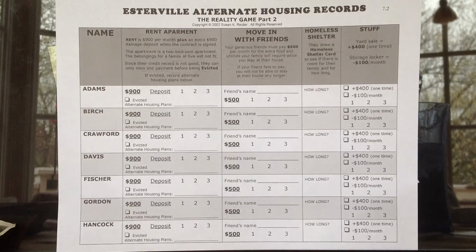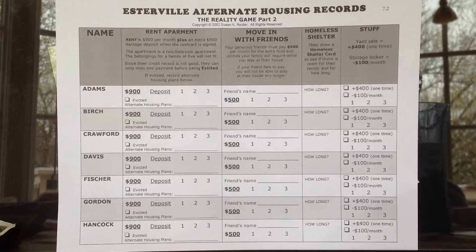You will be representing alternate housing on Elm Street. At your station, students will pay for alternate housing for their family, which means renting apartments, moving in with friends, or staying at a homeless shelter. Students may also sell their belongings in a yard sale or rent a storage locker if they have found themselves with too little space because they've had to downsize their living arrangements.